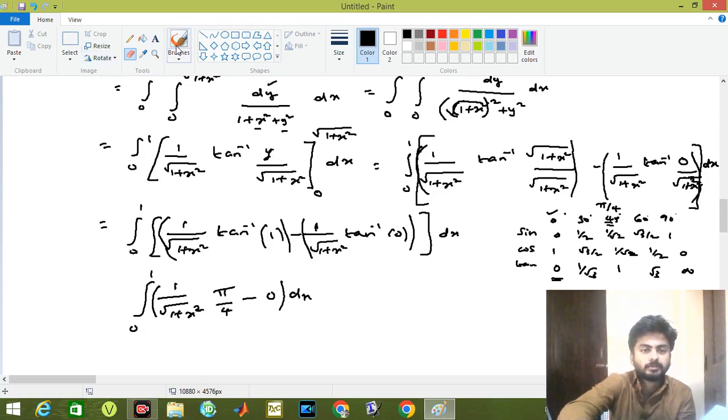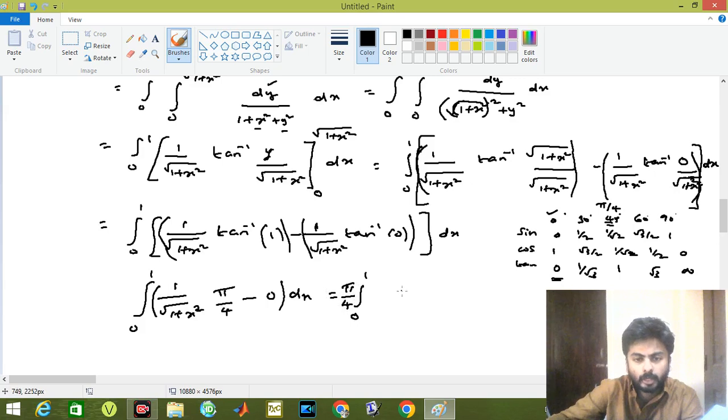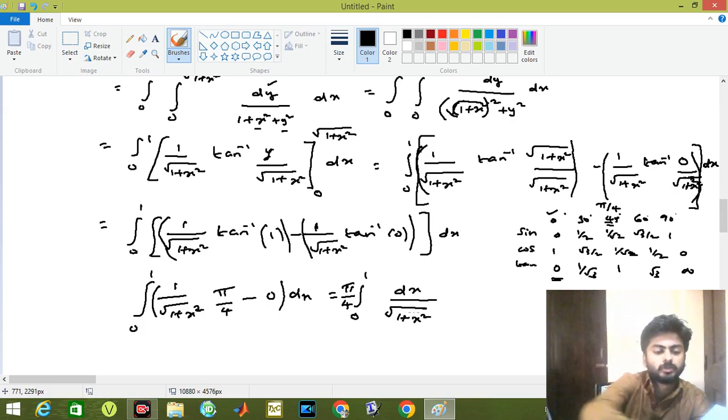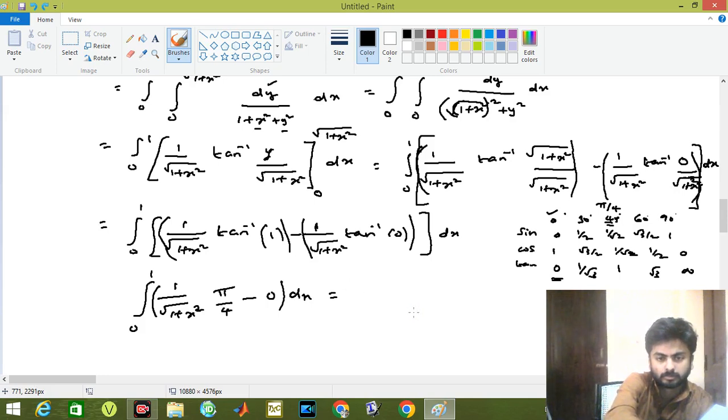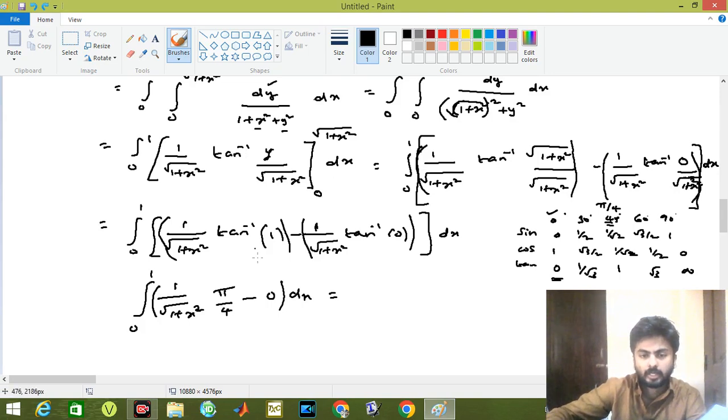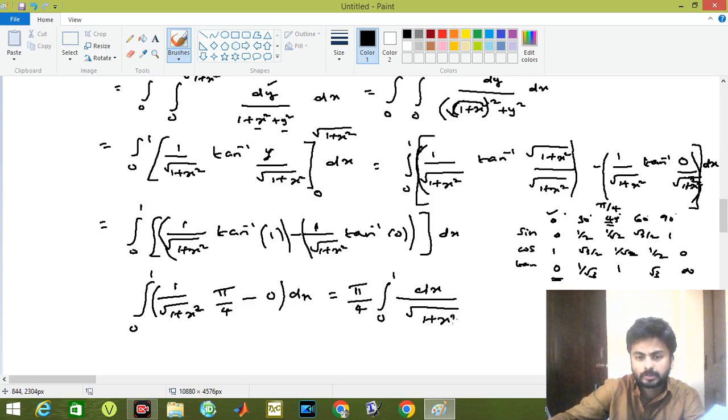Now here you will get integral 0 to 1, pi by 4 into 0 to 1 dx divided by root of 1 plus x square. Let me write it clearly. Here you are getting pi by 4 integral 0 to 1 dx divided by root of 1 plus x square. If I have something like this, here also we have a formula.